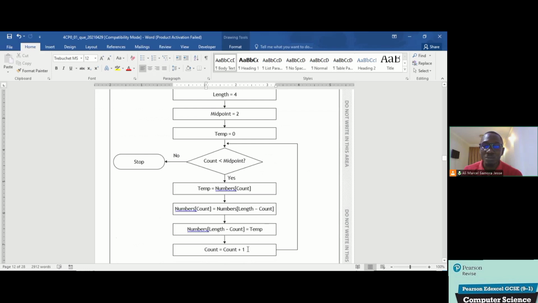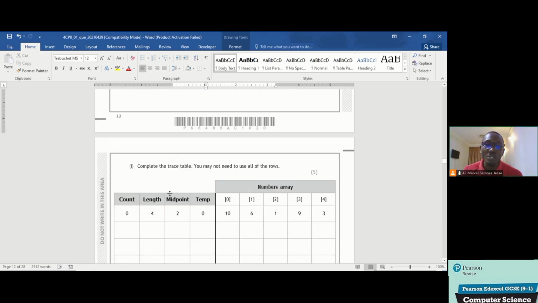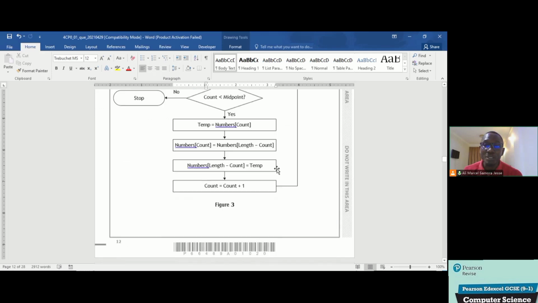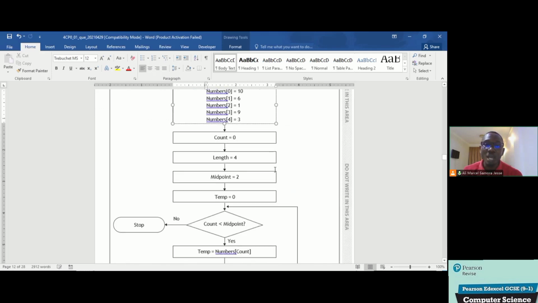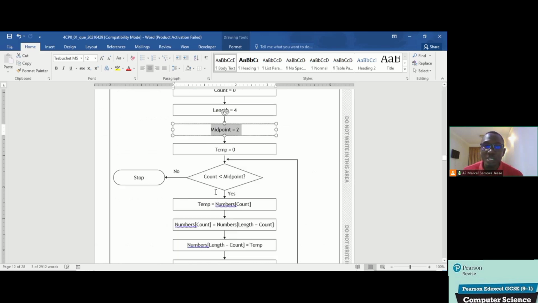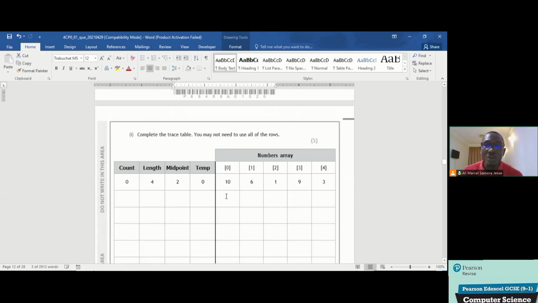count plus 1. So our trace table is going to look like this, and we're told to complete the trace table. You may not need to use all the rows. The reason they're telling us that is that this algorithm has to meet at the midpoint. At the midpoint, we've been given to be 2. So generally, that is what we are going to focus on and how to achieve that 2.